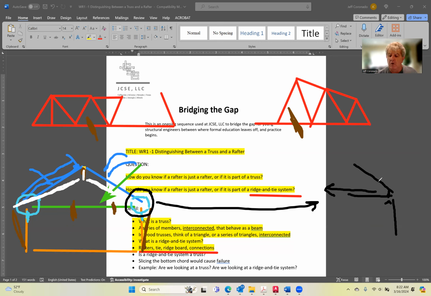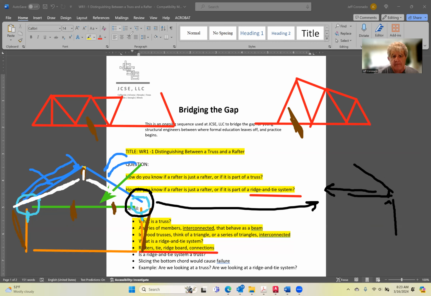So there's almost no direct connection between the rafter and the ceiling joist, but there is a load transfer from the rafter to the double top plate to the ceiling joist. And thereby you make your load transfer to make this connection. But somehow you have to make a strong connection between the rafter and the tie for the ridge and tie system to work.